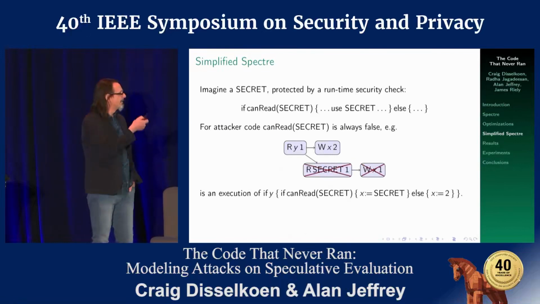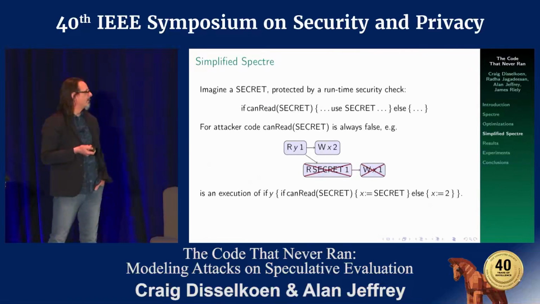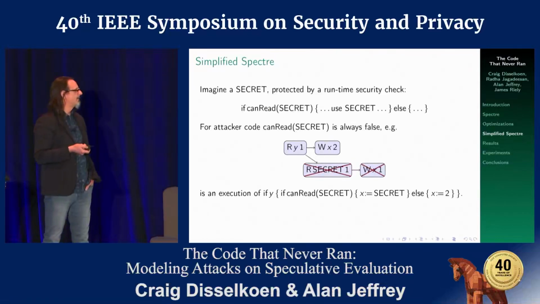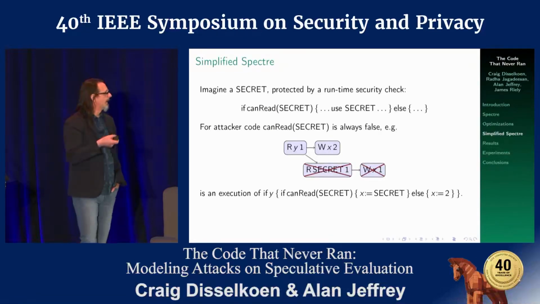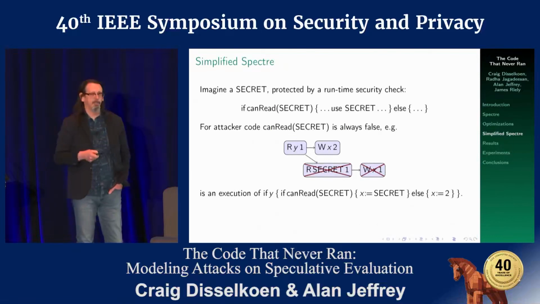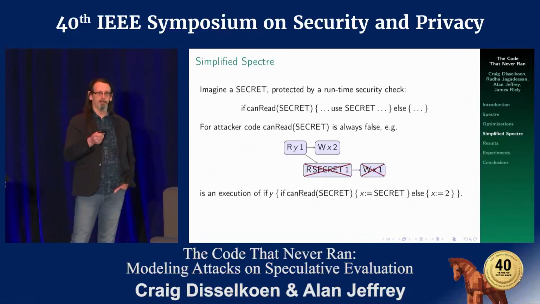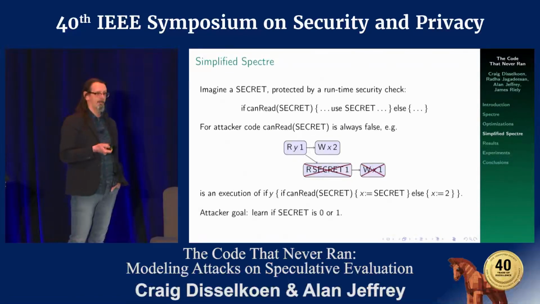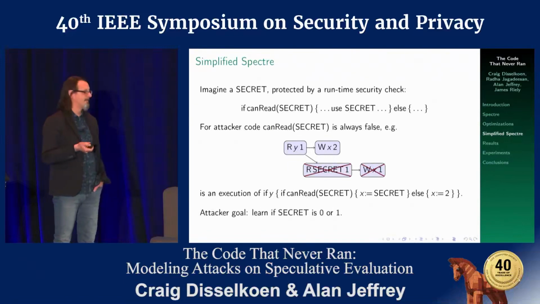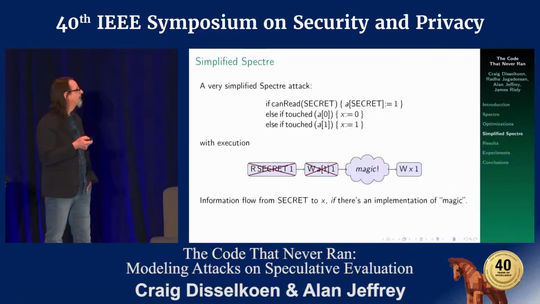Right, okay, so here's an example execution. You look to see if y is true, and if you can read the secret, then you set x to be the secret, otherwise you set x to be 2. In that execution, the read of the secret might get executed and then rolled back, but it won't happen in the regular non-speculative execution. But the attacker would still like to know whether the secret's 0 or 1. If they can leak 1 bit, they can probably iterate and leak an arbitrary number of bits.